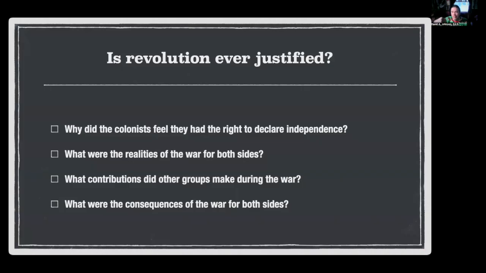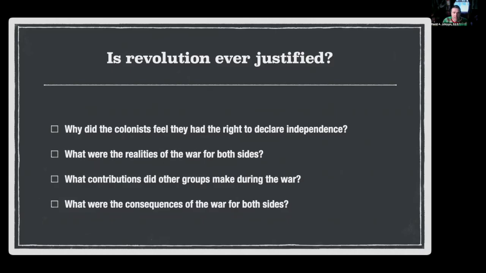This is a 4 lesson unit, and if you remember the pacing view, this is a longer unit. This is the longest unit in fifth grade because the American Revolution is that important. Why did the colonists feel they have the right to declare independence? This is where everything that they learned in that previous unit comes right back. What were the realities of the war for both sides? What contributions did other groups make to the war?